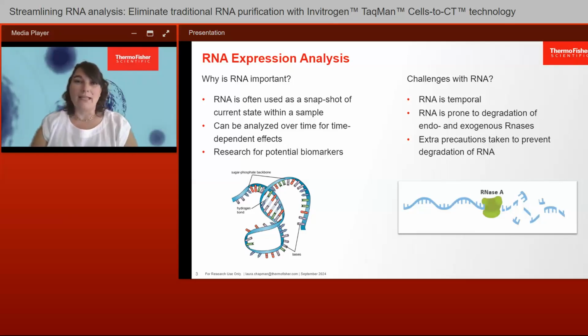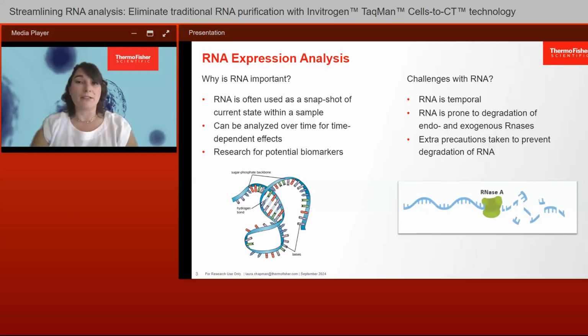So first off, what is RNA expression? Generally, RNA is used to look at a snapshot in time of what's going on within a sample. It can be used to look at the gene expression as to what's going on, and then it also can be analyzed over time so that you can see what is happening within a time course. Perhaps if you're doing some kind of treatment, you can see what happens over time. And it's often used as a research tool to look for biomarkers for specific diseases, or perhaps what's happening with a small molecule that is affecting your sample.